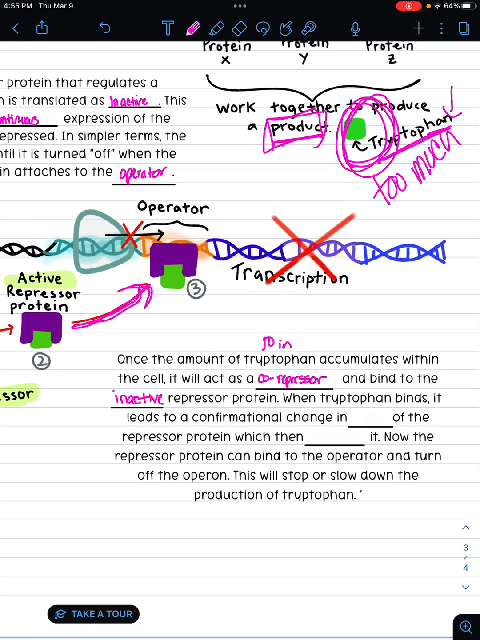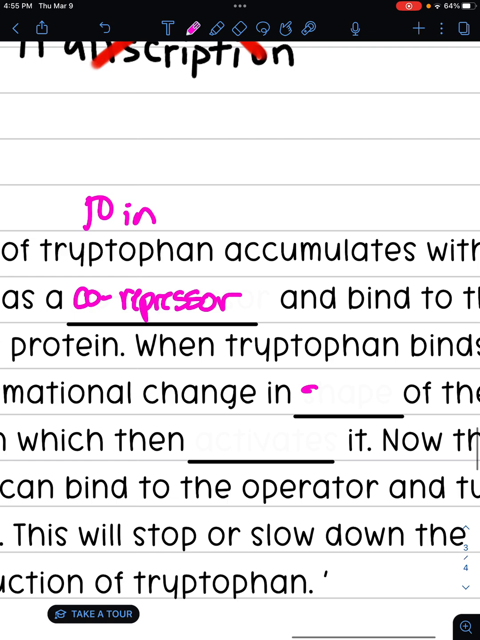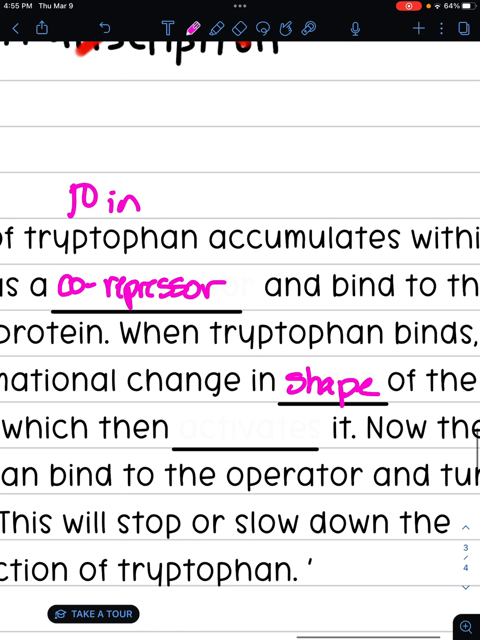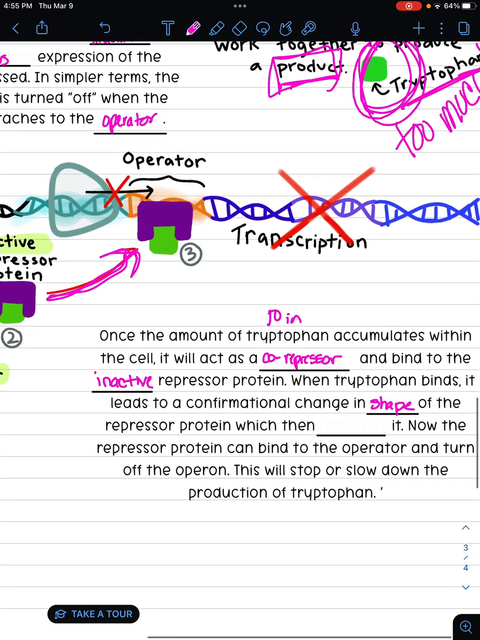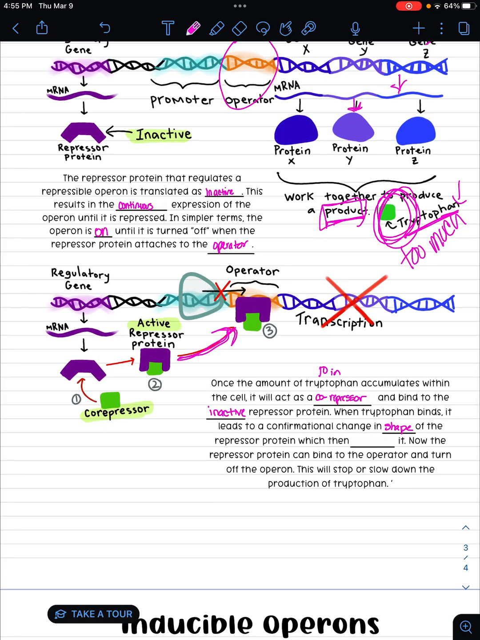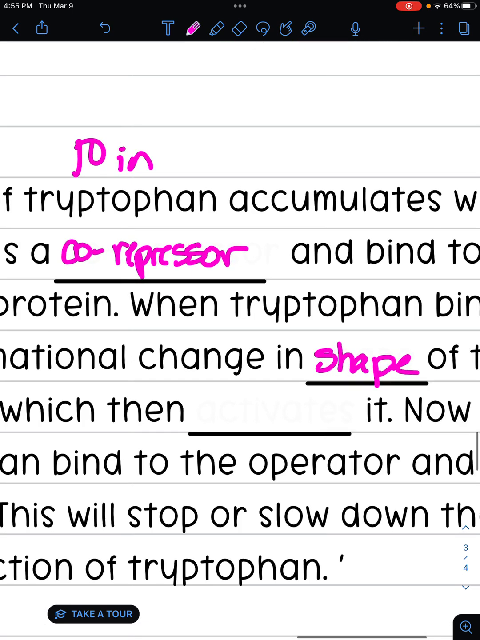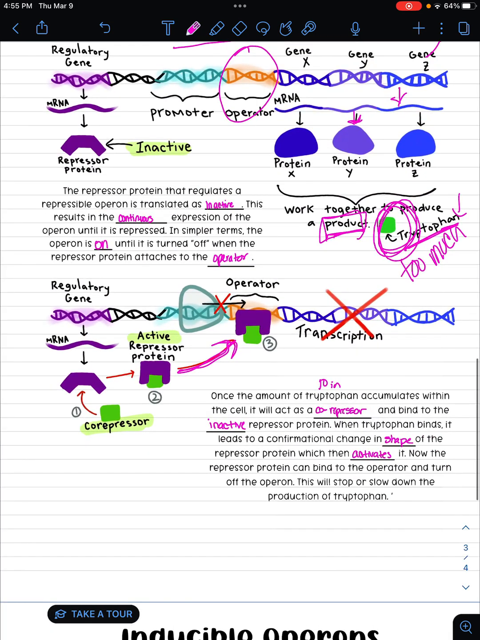So when tryptophan binds, it leads to the conformational change. It changes in shape. Conformational change is a change in shape for these guys of the repressor protein. So you can see that in our diagram over here. It changes its shape to a little square for this representation, which then activates it. So that change in shape made it active. So now it can bind to the operator, okay? And it can turn off the operon. This will stop or slow down the production of tryptophan.